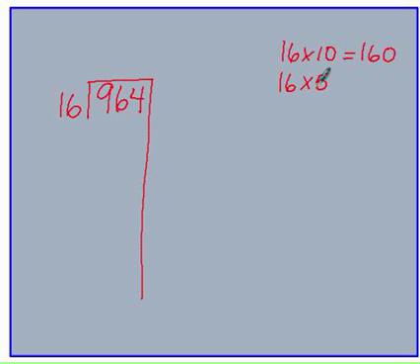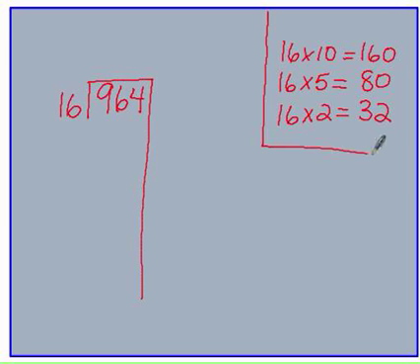16 times 5 is going to be half of 160 because I cut my factor in half, then I cut my product in half. 16 times 2 equals 32. That's a doubles fact. So these friendly equations will be over here in my toolbox to help me solve. We're going to divide 964 into equal groups, and we're going to divide them into equal groups of 16.